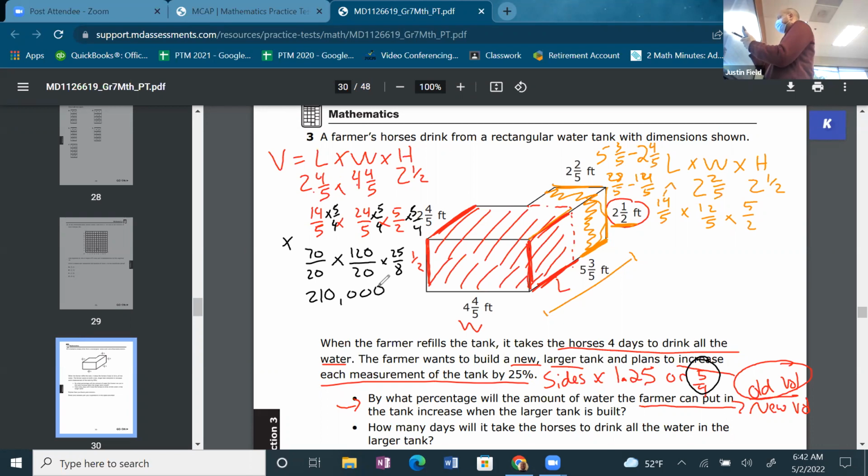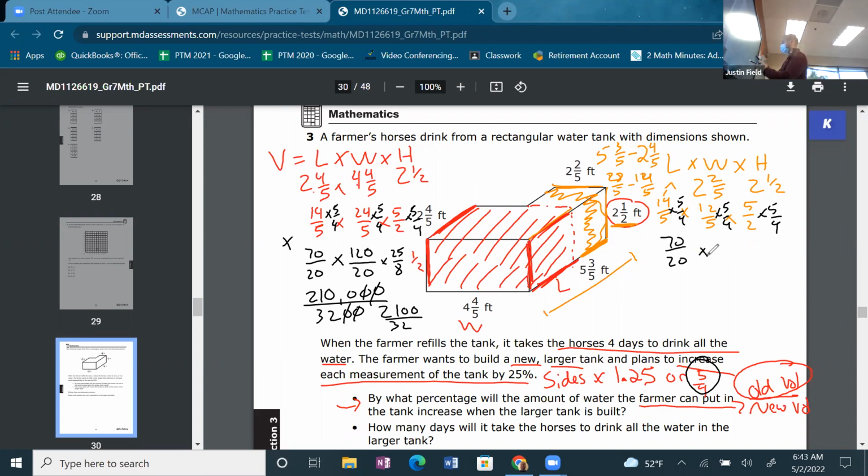That is 210,000. And then 20 times 20 times 8, 3,200. Now we're going to cross off the zeros, and we get 2100 over 32. We can reduce it further, but all right, now we're going to multiply this by 5/4. And remember, just go as much as you can. Don't quit. That's what the problem is trying to make us do.